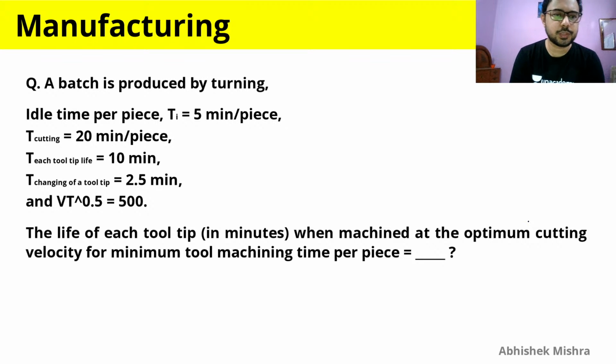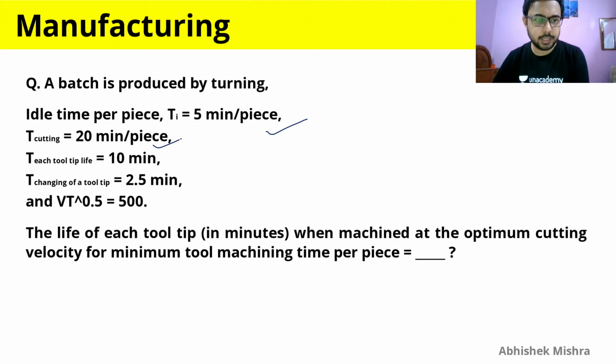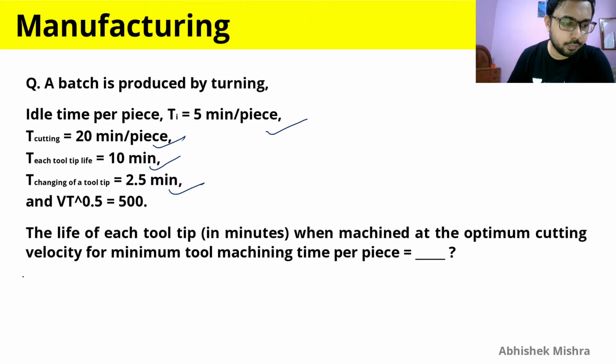Now the next question here is for the turning process, and in the turning process here we have been provided with idle time per piece, cutting time, each tool tip life, changing of a tool tip, and we have been provided with this Taylor equation, which is V T raised to the power 0.5 is equal to 500, and it is asked that the life of each tool tip in minutes when machined at the optimum cutting velocity for minimum tool machining time per piece.